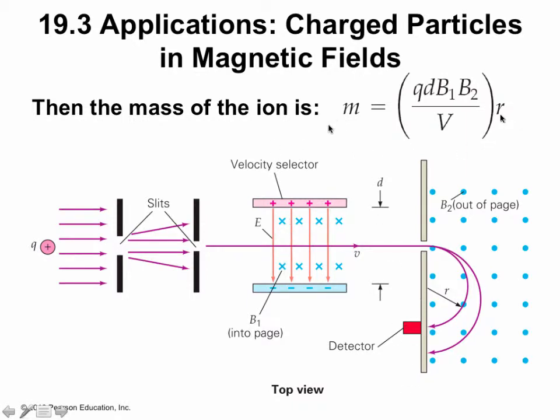The detector will measure the radius, and then we use a couple of different formulas, but basically force is equal to mass times acceleration. So by plugging in some formulas for force and for acceleration, we solve for mass, and mass can be determined by plugging this stuff into this formula.